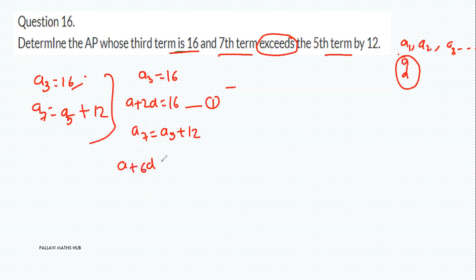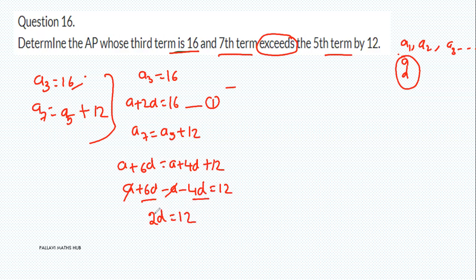A plus 6D is equal to the value of A5, which is A plus 4D plus 12. So here, A plus 6D, I'm taking the variable to the left-hand side. It will become minus A minus 4D is equal to 12. So plus A minus A gets cancelled. 6D minus 4D is 2D is equal to 12. 2 sixes are 12. Yes, you got the D value. What is the value of D? D is 6. So I call this equation 2.